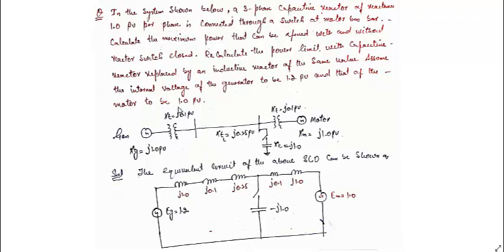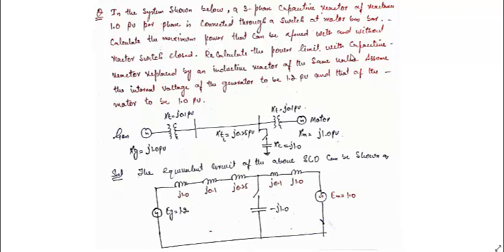This is the generator bus bar, this is the transmission line, this is the motor bus bar, and here we have used a capacitor through a switch at the terminals of the motor bus bar. This is the transformer and this is the motor. The internal reactance of the generator is 1.0 per unit, the same value as the motor as well. So calculate the maximum power that can be transferred with and without the reactor switch closed. So we have to calculate what will happen to the maximum power when the switch is open or closed.